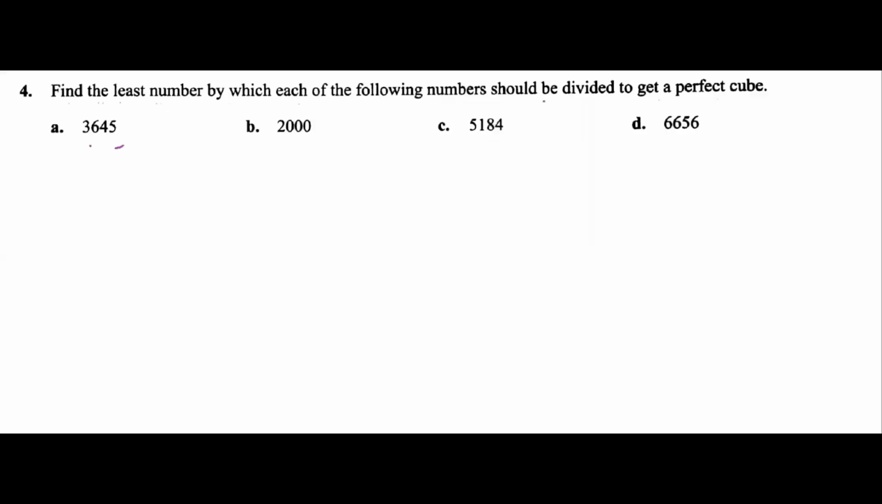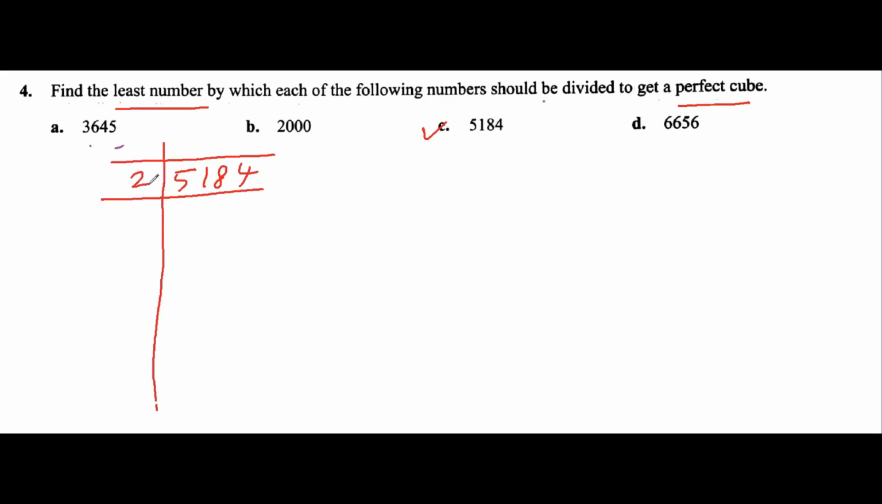Okay, so in question number 4 it says find the least number by which each of the following numbers should be divided to get a perfect cube. So in this case I need to divide. I will not multiply. In question number 3 we were multiplying, here we will divide. So let me take C1. It says 5184. Okay, so let's find the factors of this by dividing by 2.